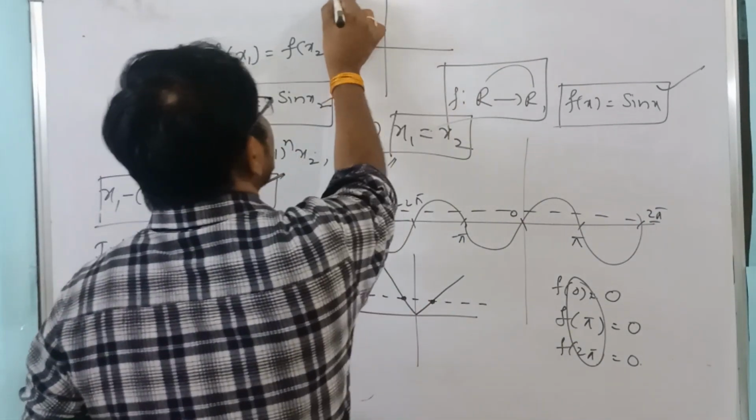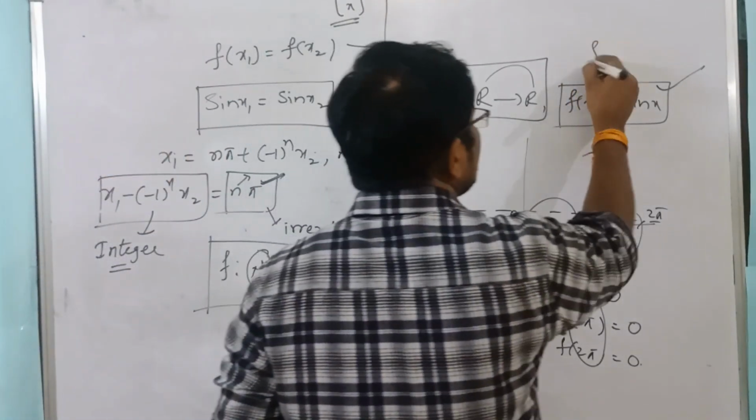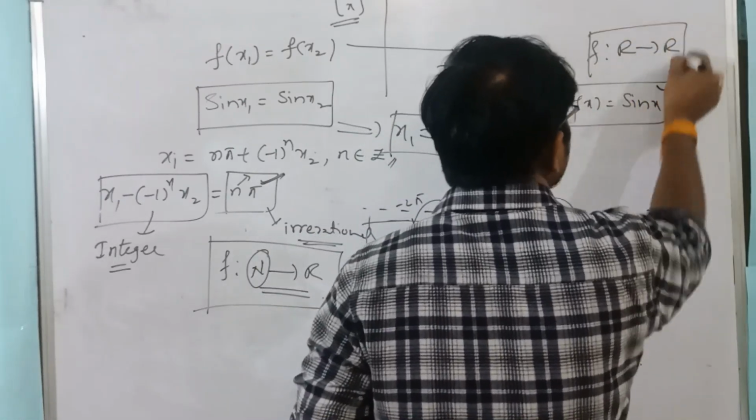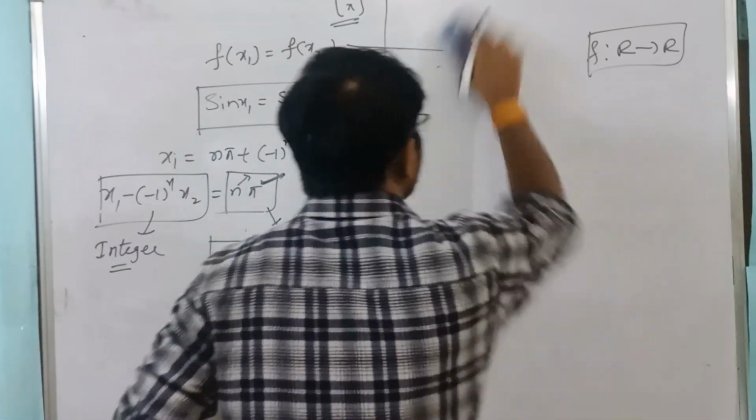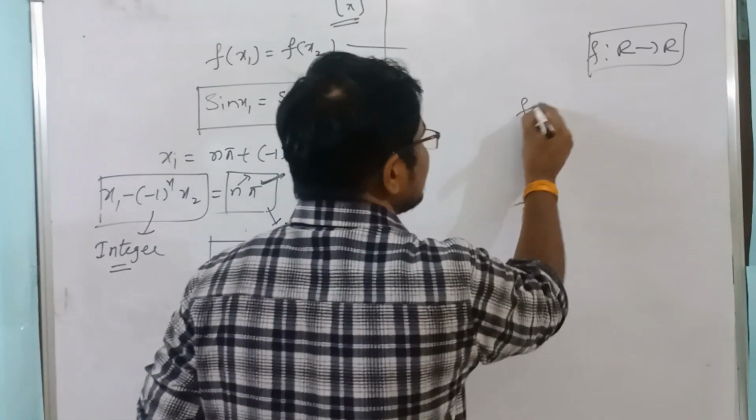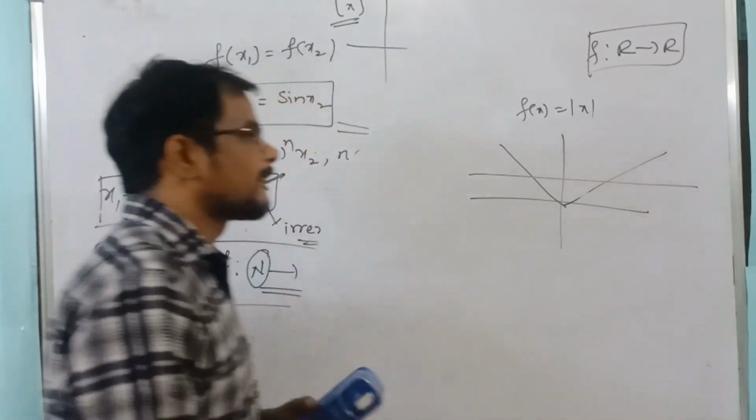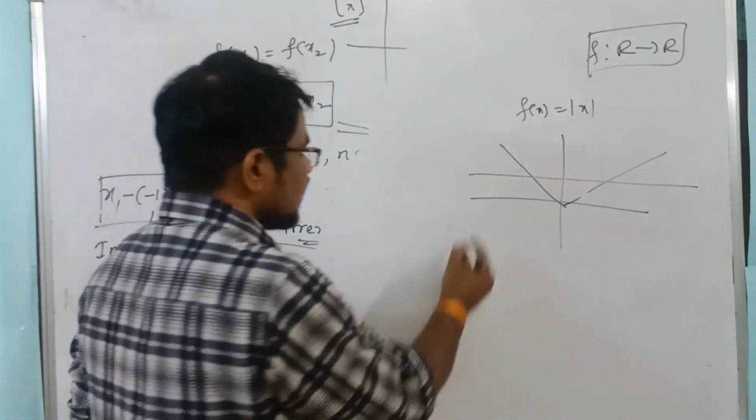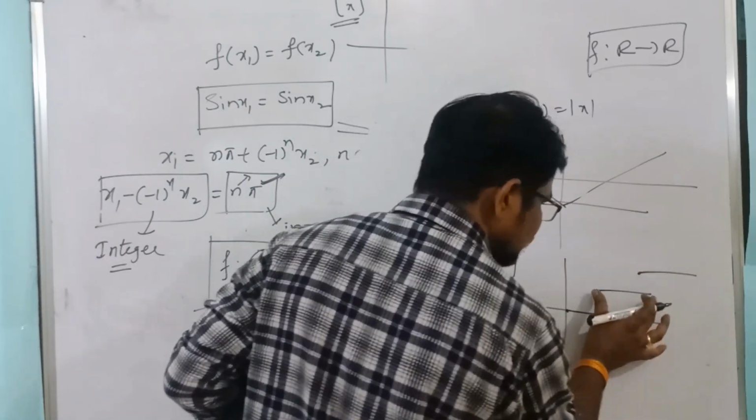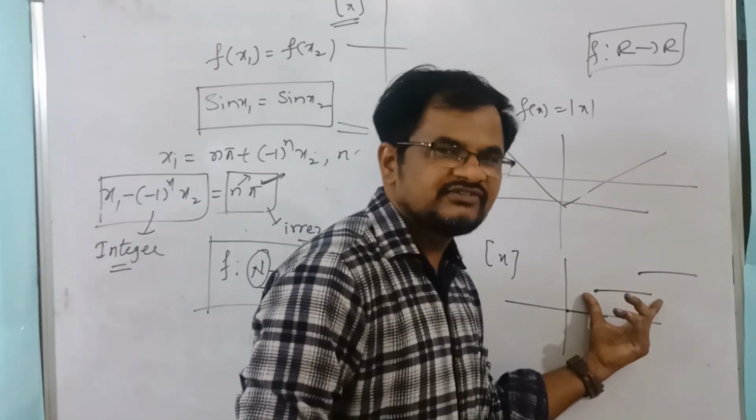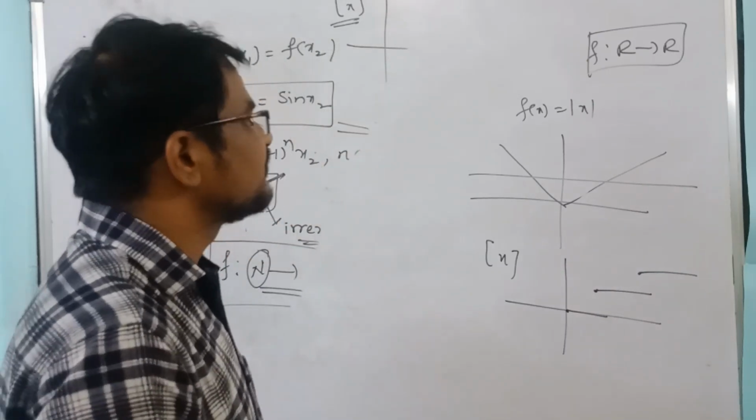Suppose you take the greatest integer function, which is a mapping from real numbers to real numbers. This is the most important. F is a mapping from R to R, f of x equal to mod x. It is a many-to-one function. And for the greatest integer function, if you take a horizontal line, definitely it will intersect at more than two points. So that's why it is also a many-to-one function only.